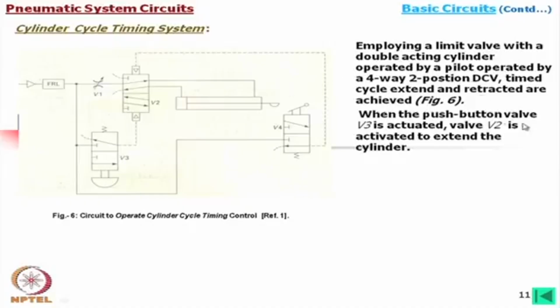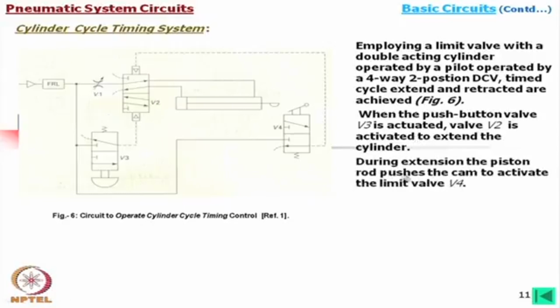Now, when the push button valve V3 is actuated momentarily, it extends the cylinder. That means in normal condition it is like that. Now, when we push, this is connected to that, then the air is allowed to come over here, and this is operated. This means the cylinder is being extended, the air is going to the piston head side, and this is being actuated.